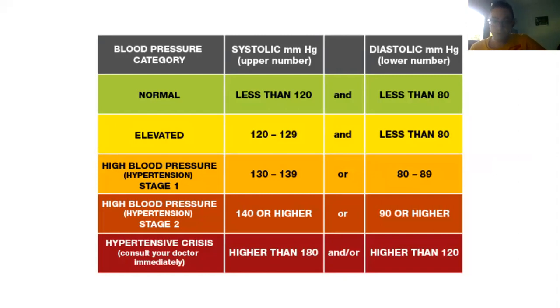An elevated blood pressure would be considered to be 120 to 129 over less than 80. If it's any more than 80, the diastolic number that is, then you would be considered as having high blood pressure. That's 130 to 139 systolic, or upper number, or 80 to 89 diastolic. Now you get into hypertension, which is clinical high blood pressure, when you get to 140 or higher systolic or 90 or higher diastolic, so either one.